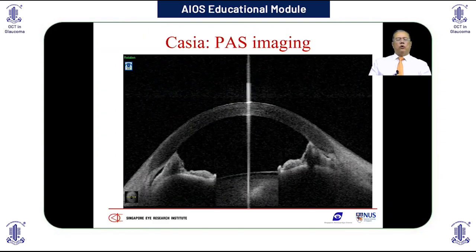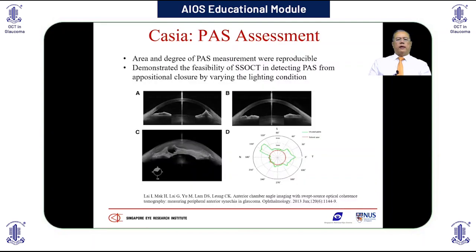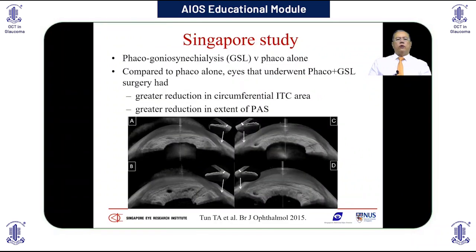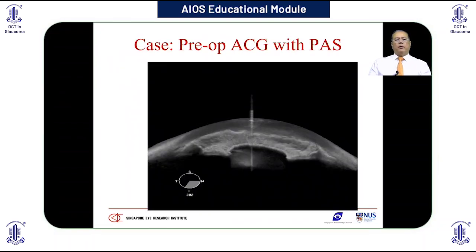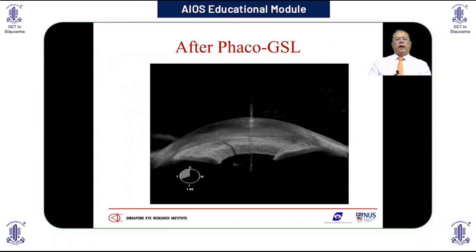The Casia is also able to image peripheral anterior synechia, as in this example. And in this study that we published several years ago, we could see that you can actually document changes in the peripheral anterior synechia extent after surgery. Here's an example of a patient before surgery and one after surgery, showing you removal of the peripheral anterior synechia.